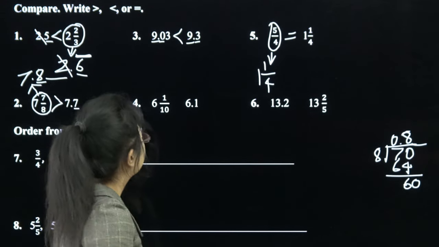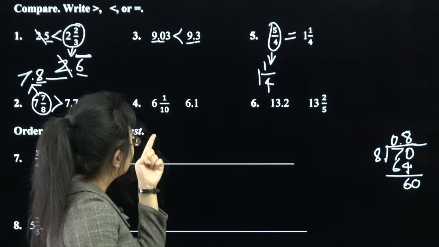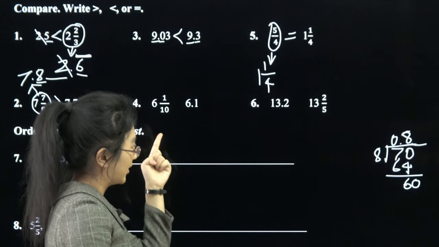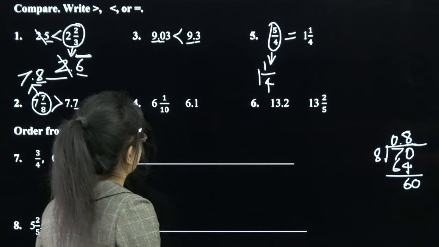Now, this question. 6 and 1 tenth and 6.1. They're equal.